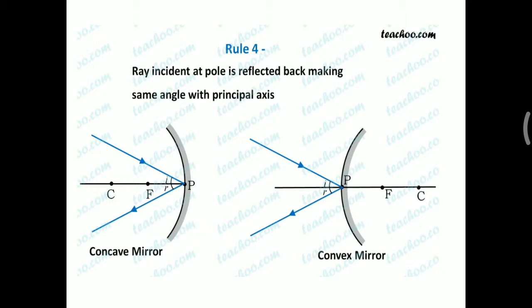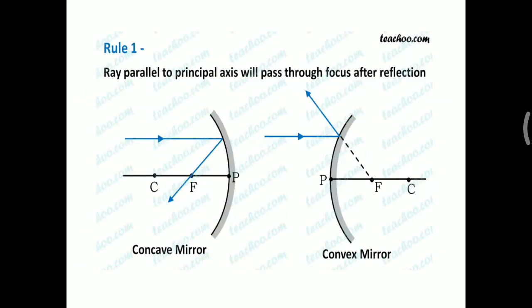Dear students, once again I will explain the four rules. These four rules are very important. The first rule: a ray parallel to the principal axis will pass through the focus after reflection. Look at this diagram. The one ray is parallel to the principal axis. That ray is called the incident ray. After reflection, it passes through the focus.